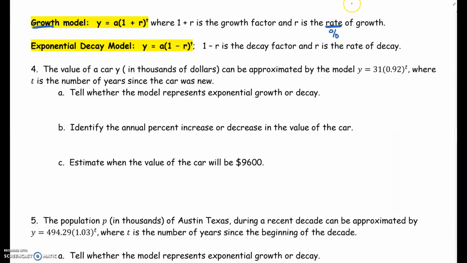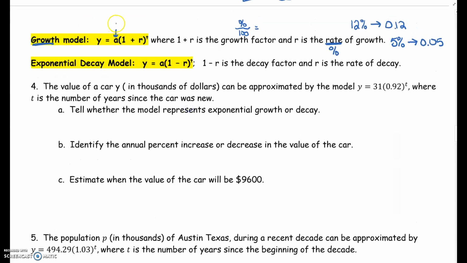So if it's a 12% rate of growth, we must put that into the formula as a decimal. That would be the decimal 0.12. Whereas if it's a 5% growth, that would go into the formula as 0.05. If you are struggling with converting from percents to decimals, remember that you can put your percent divided by 100 into your calculator, and that will tell you the decimal that you need to use. A is the starting amount, so you should probably label that A is your starting amount.